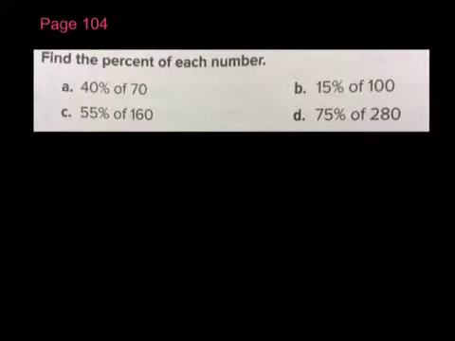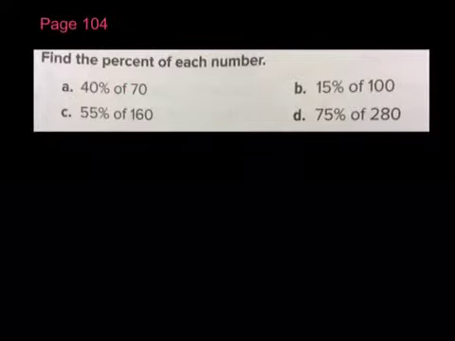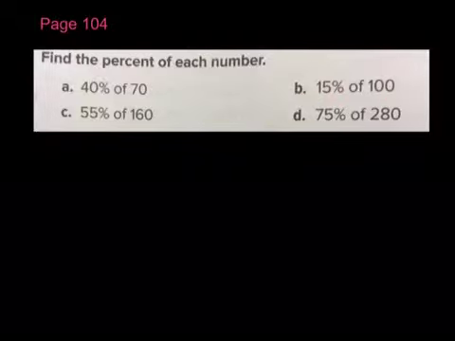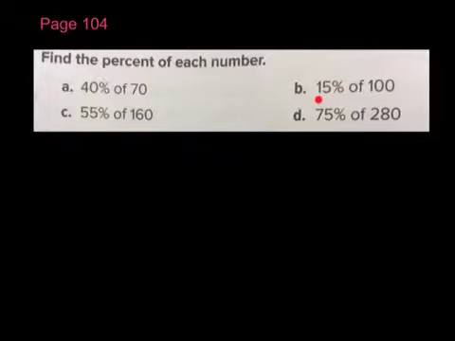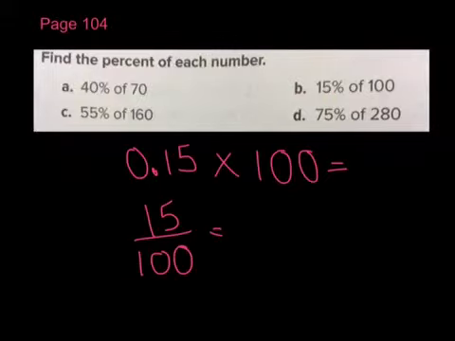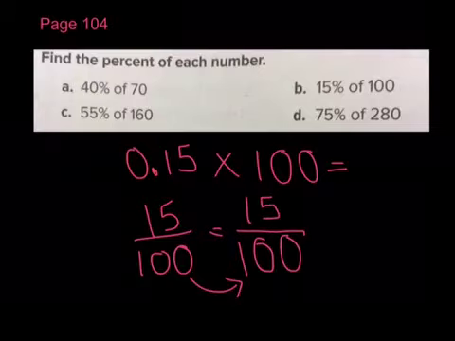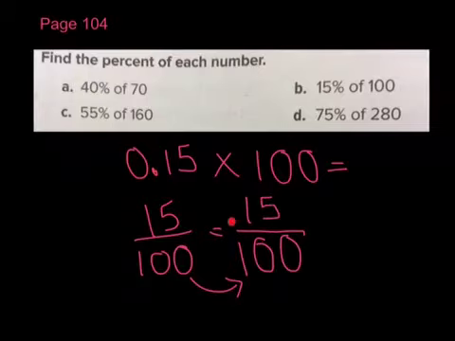Okay, for B, we have 15% of 100. We can do it two ways. We can do 0.15 times 100, or we can do an equivalent fraction, 15 over 100. It would be 15 as well, because we didn't do anything to the 100, so we don't do anything to the 15. But it's 15 hundredths.